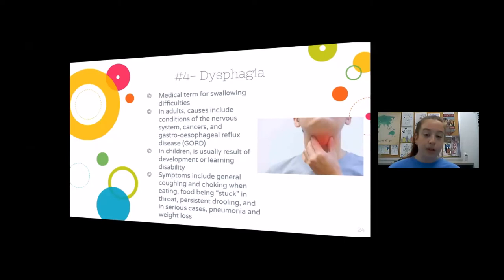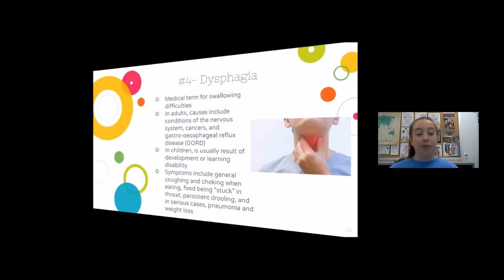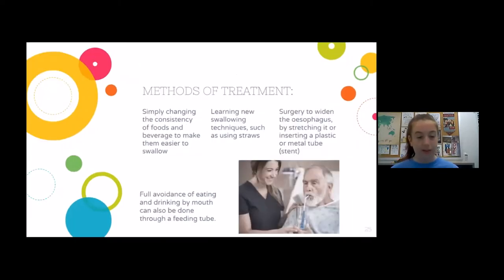So methods of treatment would include simply changing the consistency of foods and beverages to make them easier to swallow. For example, water, you can make it thicker using a certain gelatin powder, I think. You could also learn new swallowing techniques, such as using a straw, and then even surgery to widen the esophagus by stretching it or inserting a plastic or metal tube. And full avoidance of eating and drinking by mouth can also be done through a feeding tube if this diagnosis is really serious.